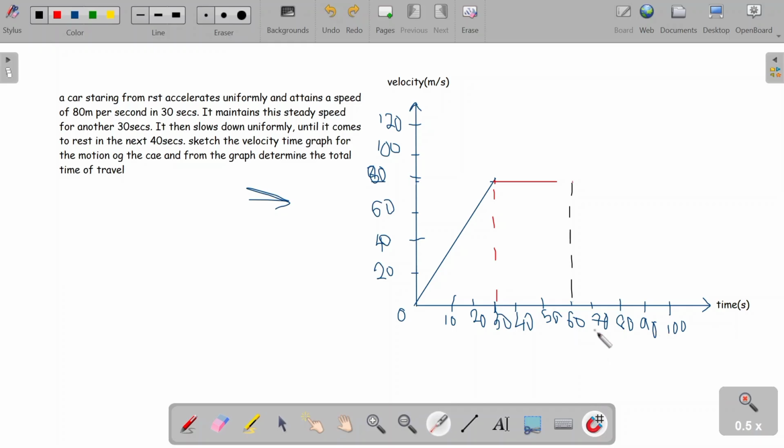And 40 seconds, 40 plus 60 is what, 100. So that means it stopped here. So let's draw the line from here to here. This is where it stops. So that's how the line looks. So this is our complete graph, complete image. Now let's actually solve this question. Let me clean up this.